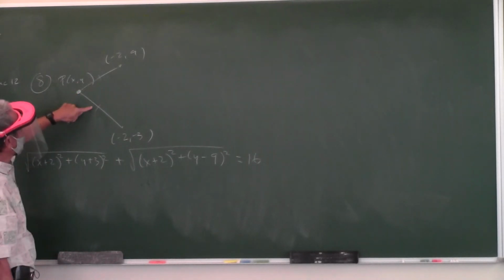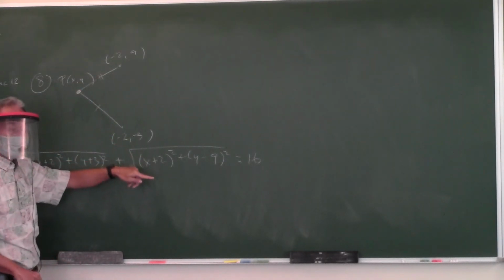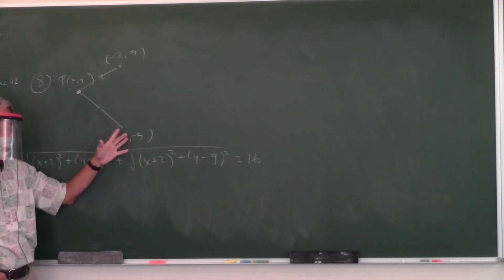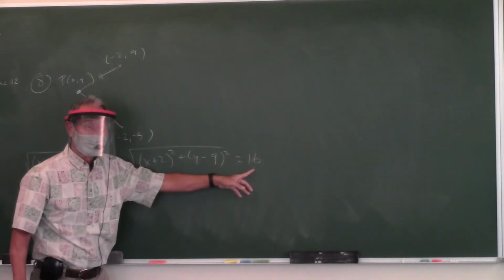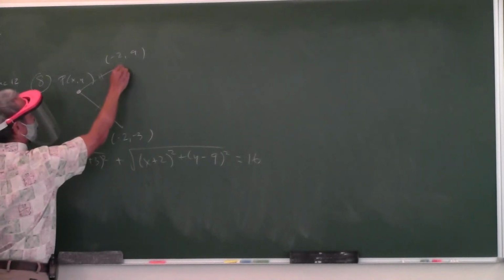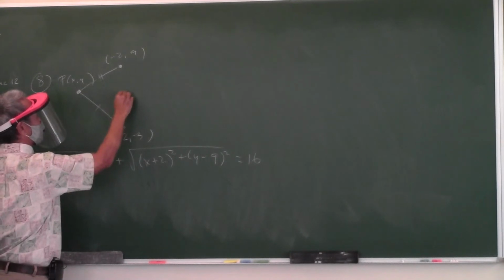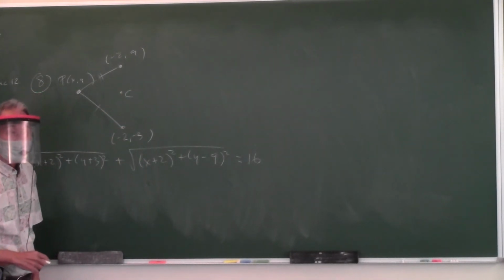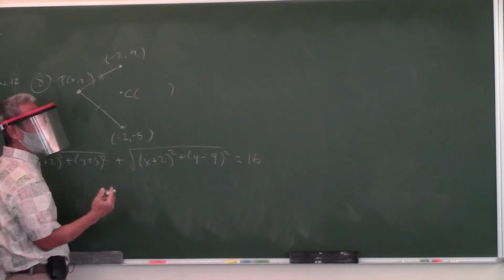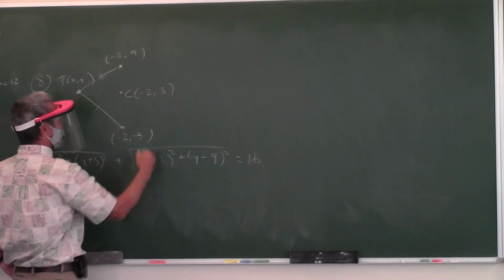The sum of the distances, they're not equal. The sum of these 2 distances is 16. Isn't that the definition of an ellipse? The sum of the 2 distances from 2 fixed points is constant. This is the definition of an ellipse. So if you know that, these 2 fixed points are the foci, which means the center is going to be halfway in between. So what point is halfway in between these 2? Using the midpoint formula? -2, 3. Okay, thank you.